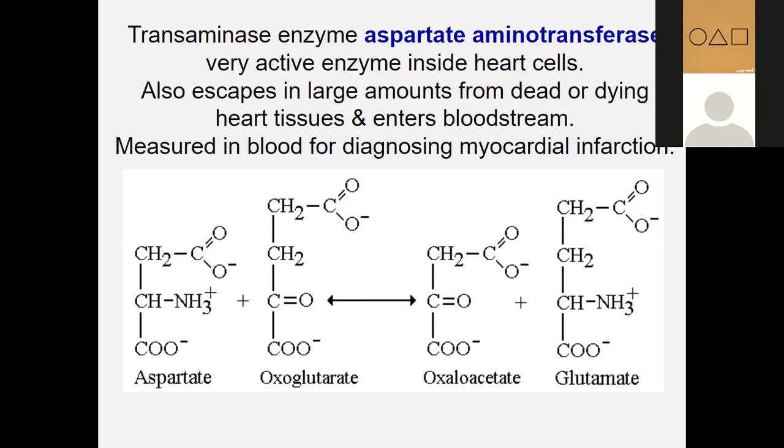Okay? So when it's found in the heart tissue, in the bloodstream, it means that if your enzyme is found in your bloodstream, you had a heart attack. So this is measured in blood for diagnosing myocardial infarction, or in other words, heart attack. So if your aspartate aminotransferase is high, it means you had a heart attack. Okay? So this is one of the metabolic pathways of aspartate so it can be used as energy.